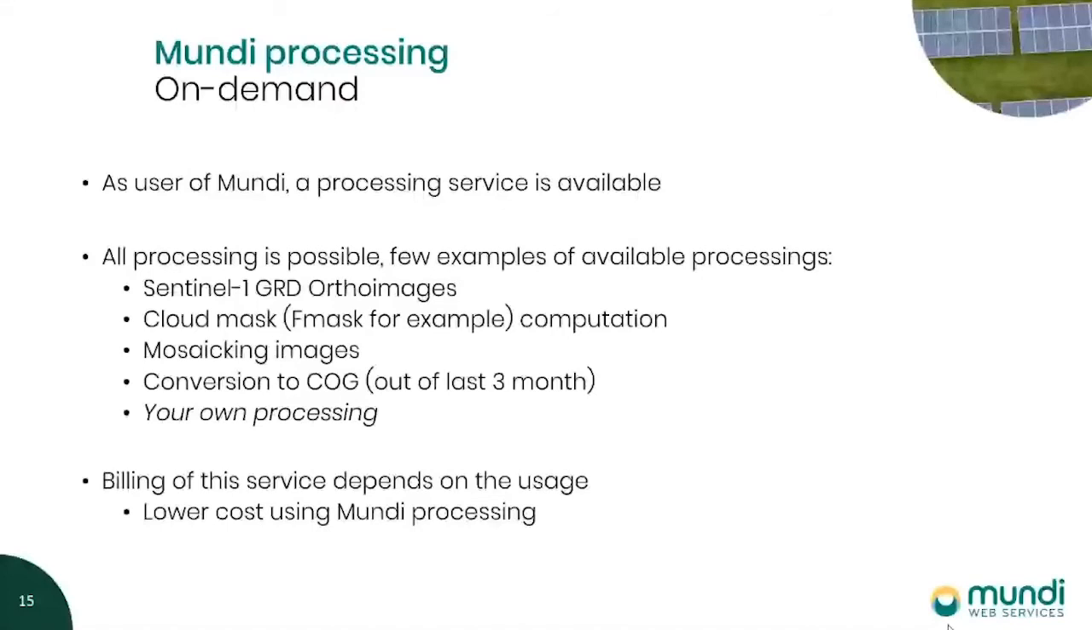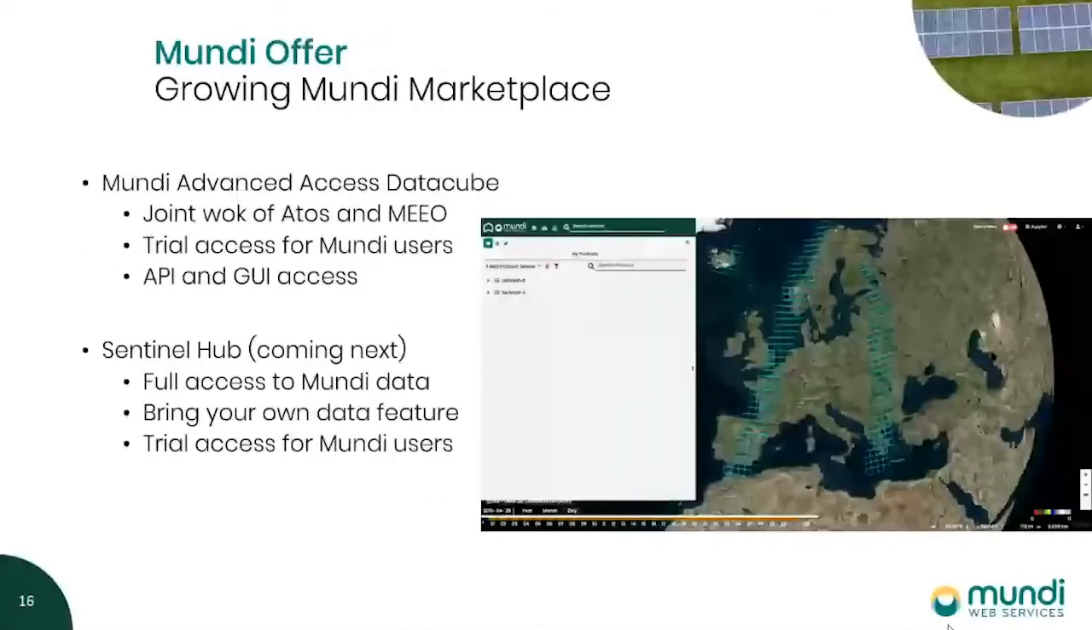The last point regarding the Mundi offer is that we also have a marketplace where we present all the features that I talked about. This marketplace is also growing with applications that are coming from partners and developed between Atos and these partners. For example, we have a data cube that arrived in September. It's a work between Atos and Meo, an Italian company. For now, this data cube is in trial access for all Mundi users. You can have a look at it through the Mundi website, and you can work with either the API or the GUI, as you want.